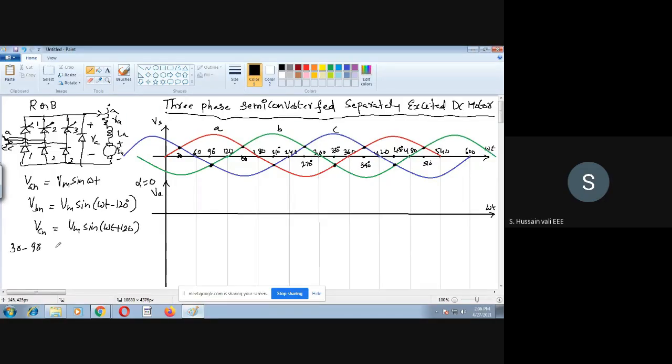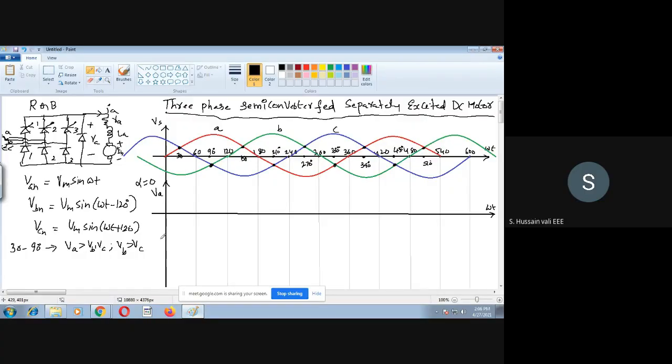Between 30 to 90, what you find out is that VA is greater than VB and VC. Now, which voltage is higher comparatively? So you see this waveform, VB is greater than VC. This also you can understand yourself.